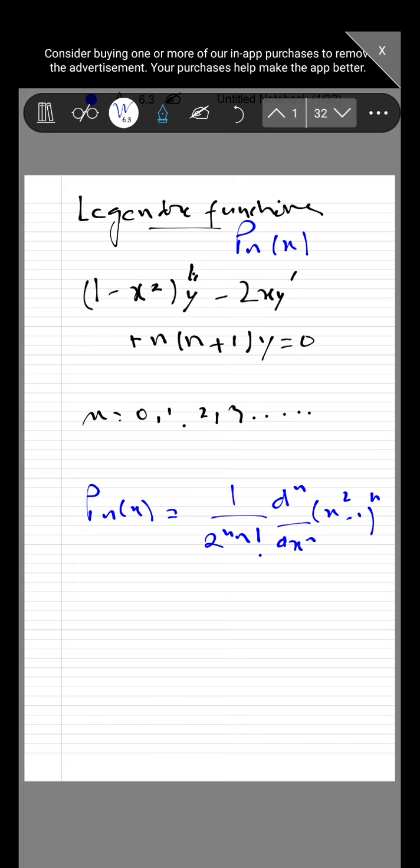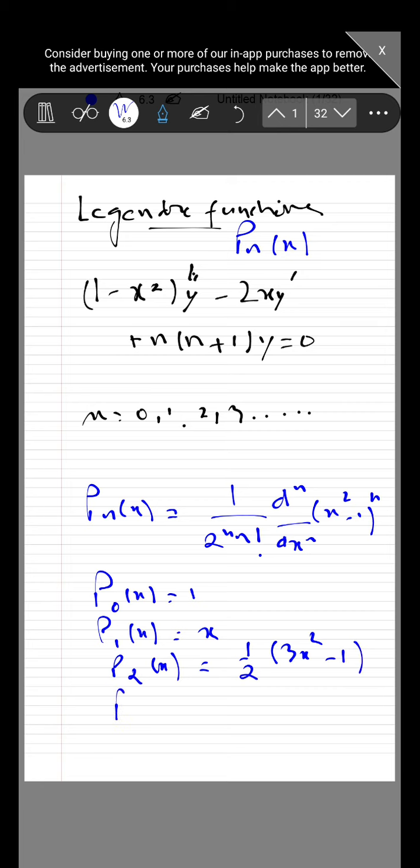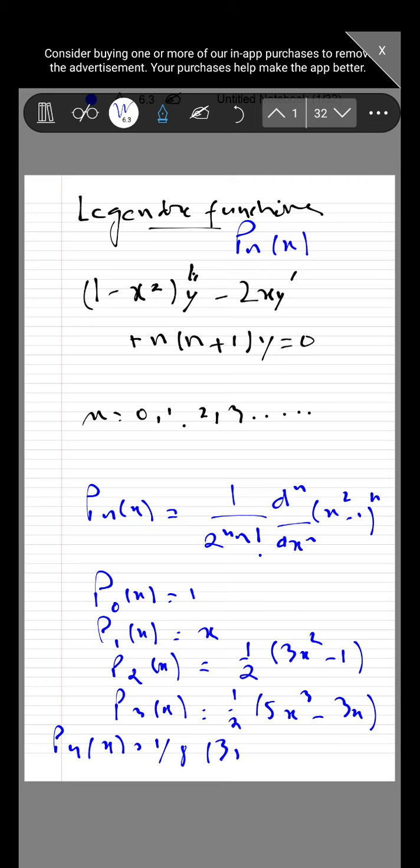The first few Legendre polynomials are P0(x) is equal to 1 and P1(x) is equal to x, P2(x) is equal to 1 by 2 (3x squared minus 1), and P3(x) is equal to 1 by 2 (5x cubed minus 3x), and lastly P4(x) is equal to 1 by 8 (35x to the power 4 minus 30x squared plus 3).